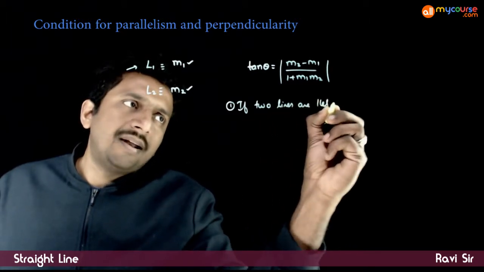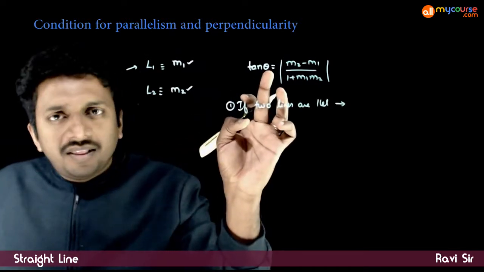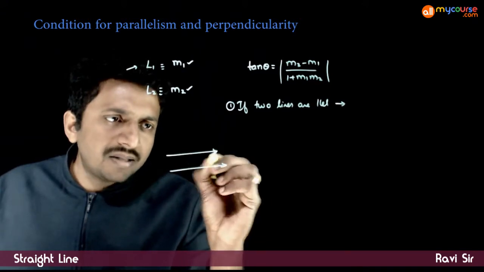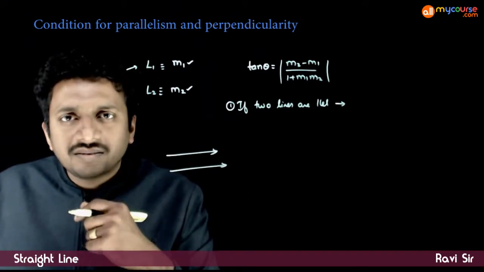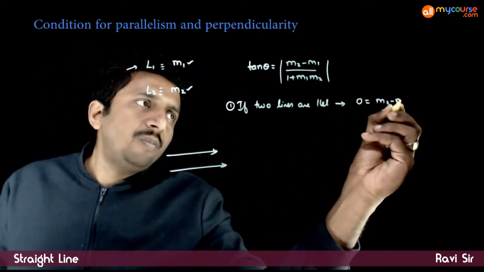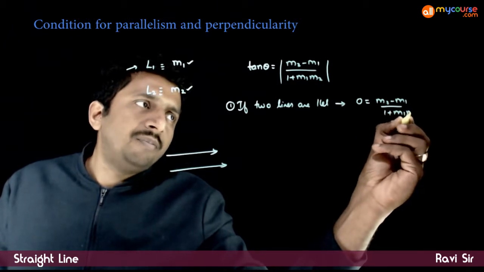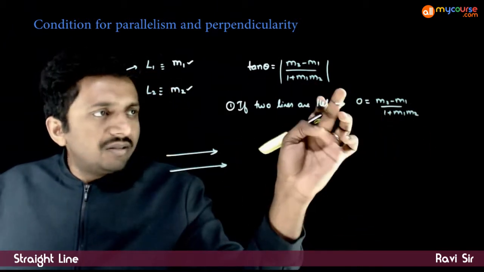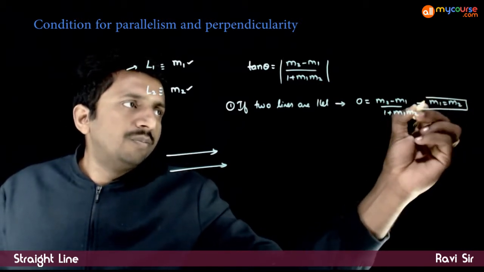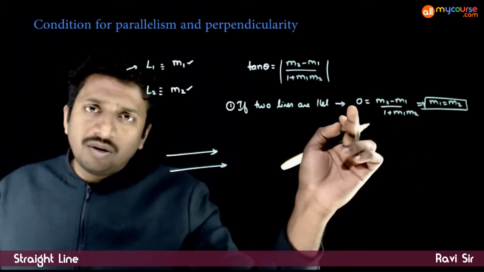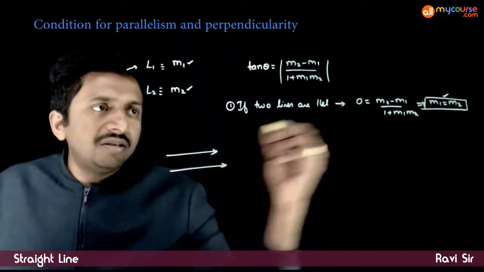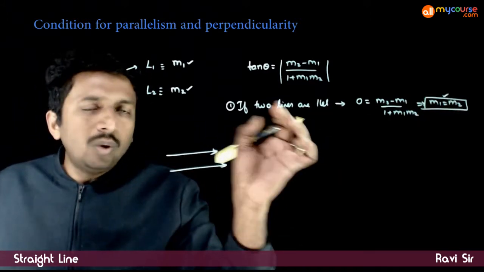Now if two lines are parallel, then obviously the angle between them has to be equal to 0 degrees. So if two lines are parallel to each other, what is the angle between them? 0 degrees. So tan of 0, which is 0, has to be equal to (M2 minus M1) by (1 plus M1 M2). On cross multiplication, this will become 0. This implies M2 minus M1 is equal to 0, so M1 is equal to M2. So this will be the condition which ensures that the two lines are parallel to each other.